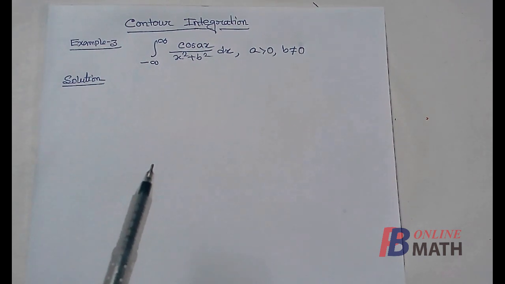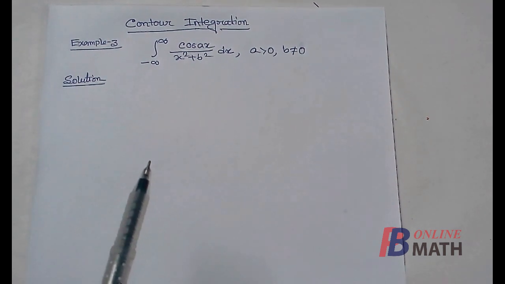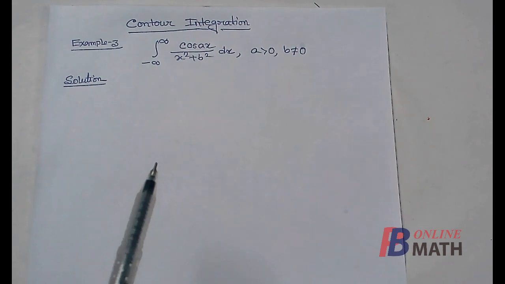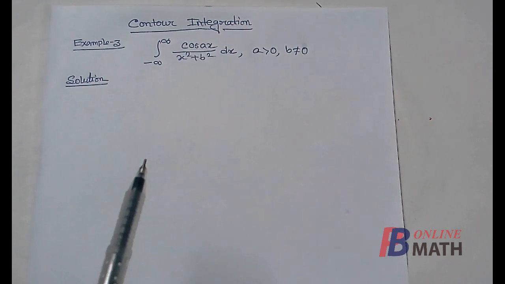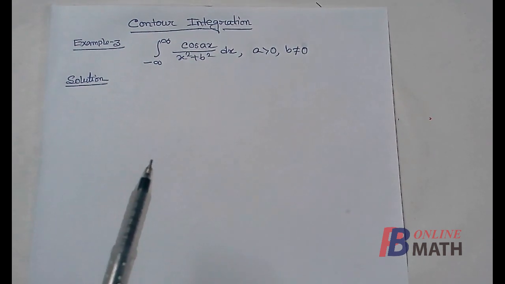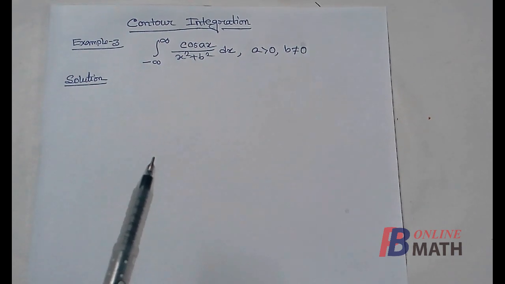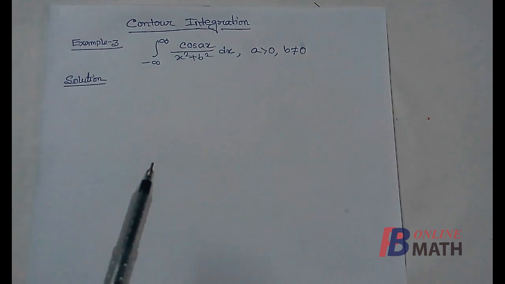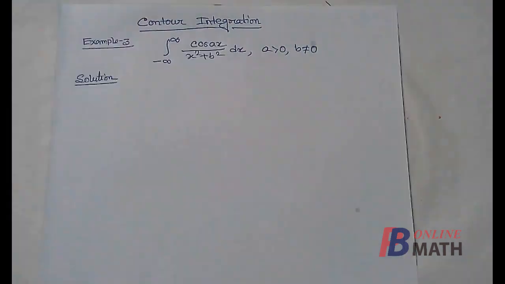This is the integral we shall solve in this part, that is cosine of ax divided by x square plus b square from minus infinity to plus infinity, where it is given that a and b both are real numbers and among them a is positive and b is non-zero.